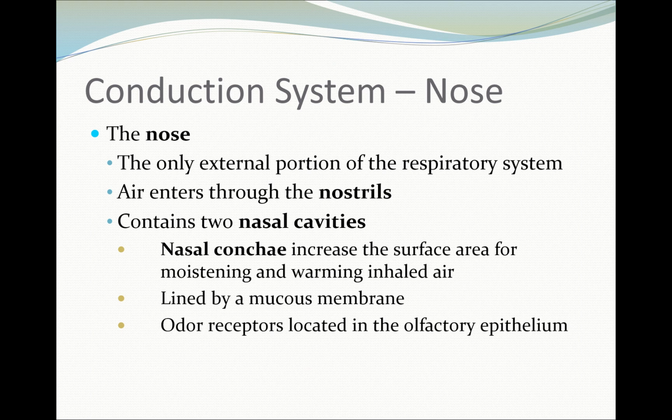All right, so let's talk about the nose as part of that conduction system. The nose is the only external portion of the respiratory system. Air will enter through the nostrils, which contain two nasal cavities. Nasal concha within those cavities increase the surface area for moistening and warming inhaled air. Nasal cavities are lined by a mucous membrane, and odor receptors are located in the olfactory epithelium.